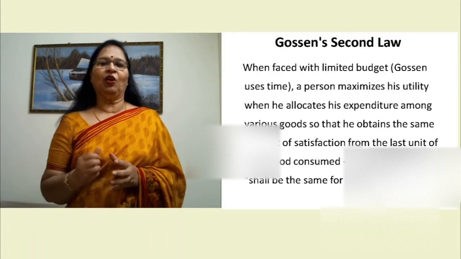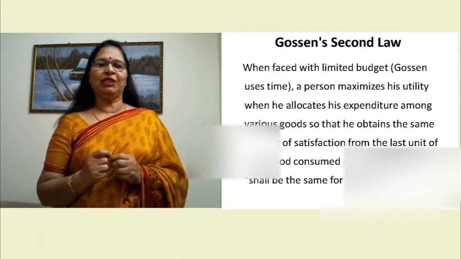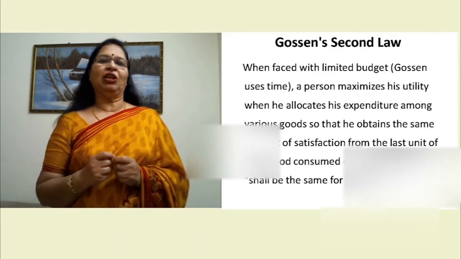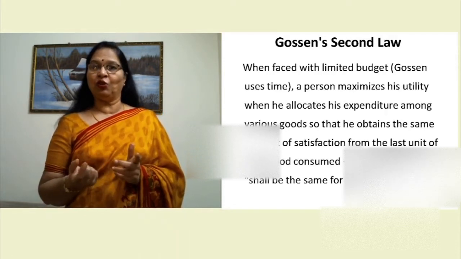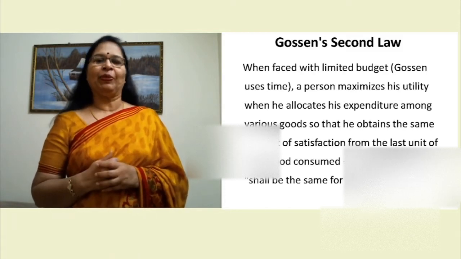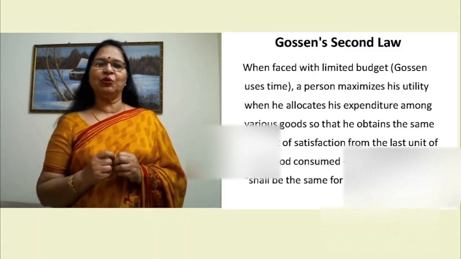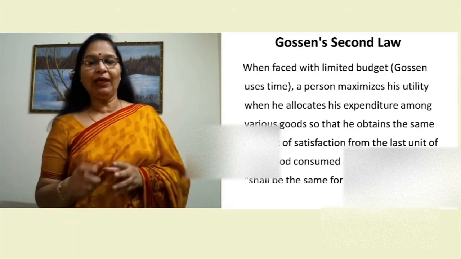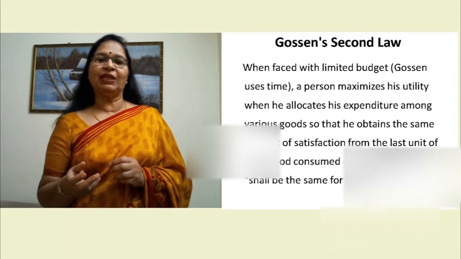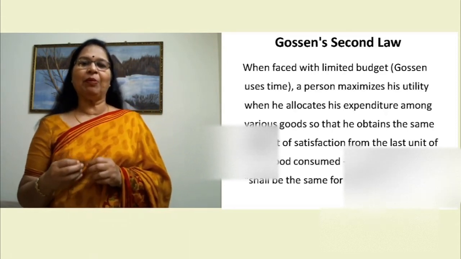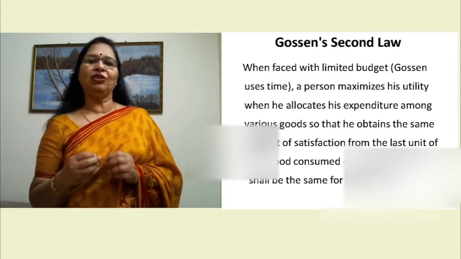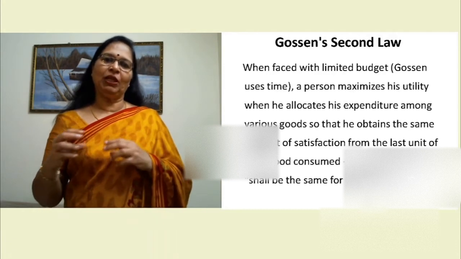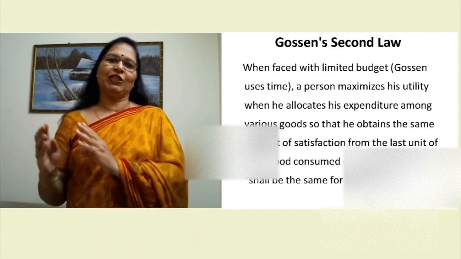So here Gossen says, when faced with a limited budget, Gossen did not use money, he used time, and time is also a limited resource in our day-to-day life. It has alternative uses and we have to make a choice. So a person maximizes his utility when he allocates his expenditure of time among various goods or various activities, so that he obtains the same amount of satisfaction from the last unit of each commodity that he has consumed. He has so many units to consume, so many heads of expenditure.